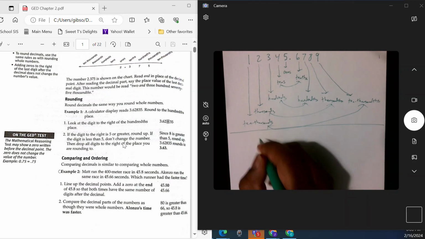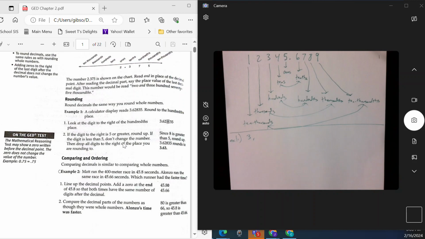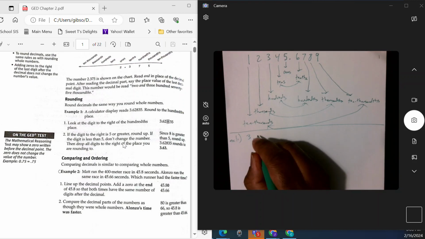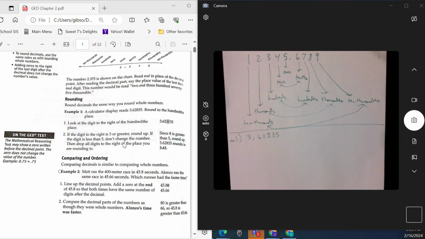This is example 1. We have 3.62835. Now we're asked here. It says round decimals the same way you round whole numbers. Example 1, A calculated display reads 3.62835, round to the hundredths place.